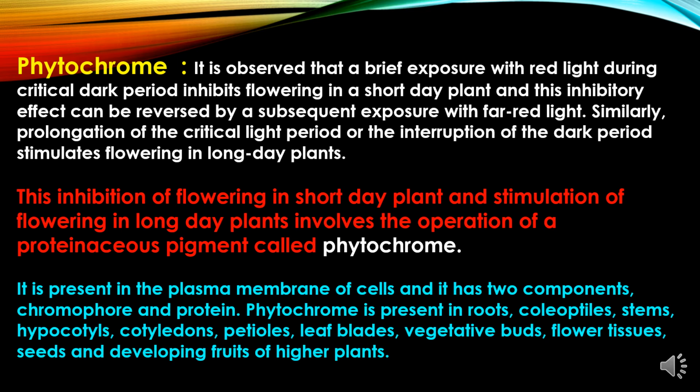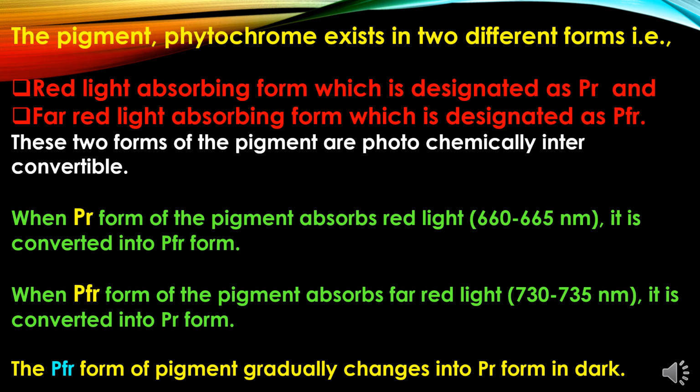It is present in the plasma membrane of cells and it has two components, chromophore and protein. Phytochrome is present in roots, coleoptiles, stems, hypocotyls, cotyledons, petioles, leaf blades, vegetative buds, flower tissues, seeds and developing fruits of higher plants. The pigment phytochrome exists in two different forms. The first is the red light absorbing form, designated as Pr, and the second is the far red light absorbing form, designated as Pfr. These two forms of the pigment are photochemically interconvertible.